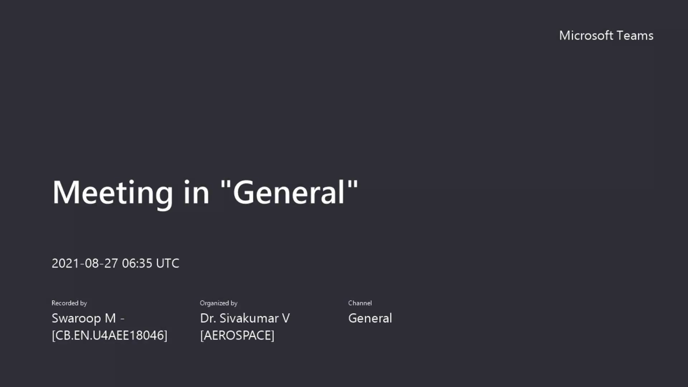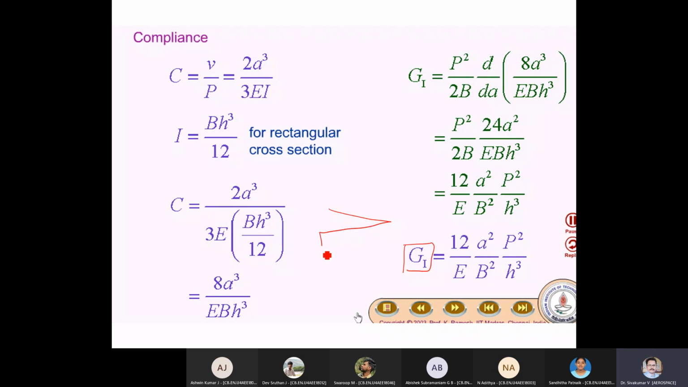For the DCB, this is the crack. This is the DC specimen. So how will the crack form? That is where the G1 comes in. The G1 depends upon parameters like crack length A, H, the thickness of the beam, the material's Young's modulus, the breadth B, the height, and the applied load P. Based on that, we will get G1 theoretically.